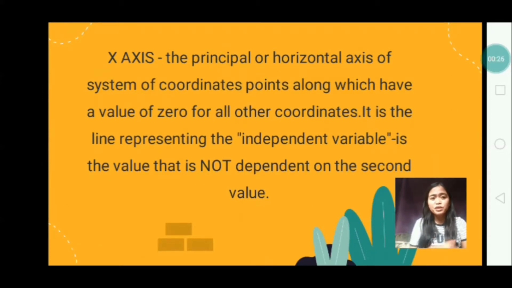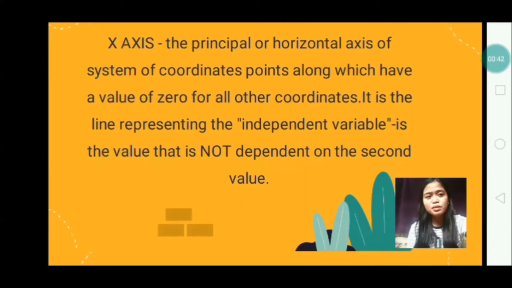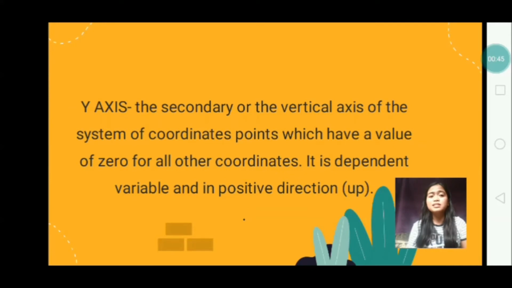X-axis is the principal or horizontal axis of a system of coordinate points along which have a value of 0 for all other coordinates. It is the line representing the independent variable. Independent variable is the value that is not dependent on the second value. Y-axis is the secondary or vertical axis of the system of coordinate points which have a value of 0 for all other coordinates. It is a dependent variable and in a positive direction.